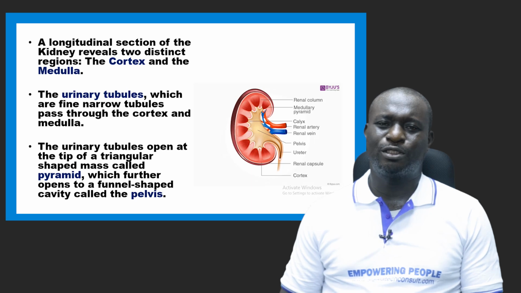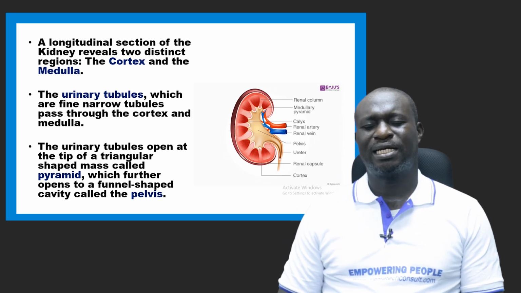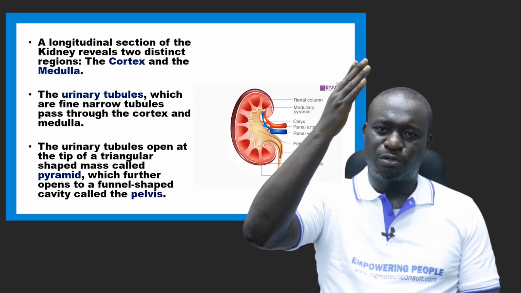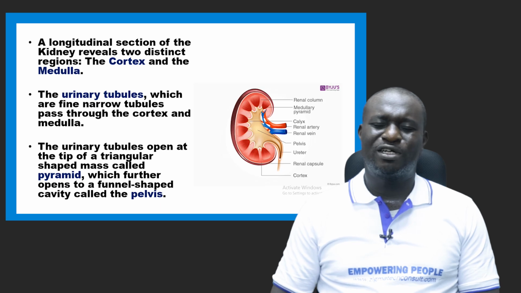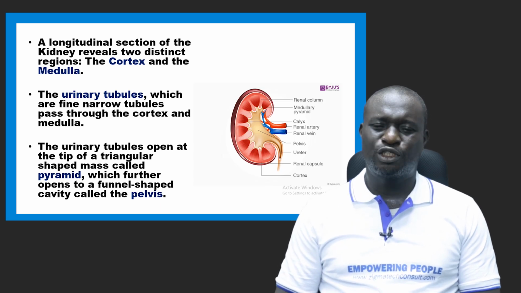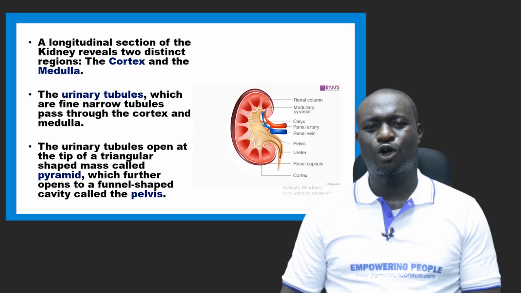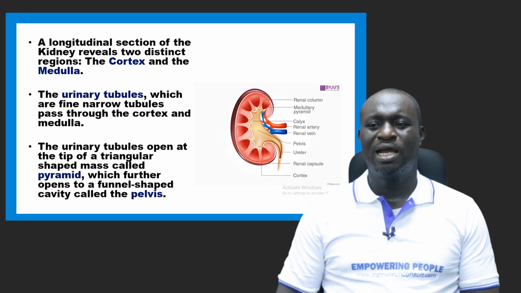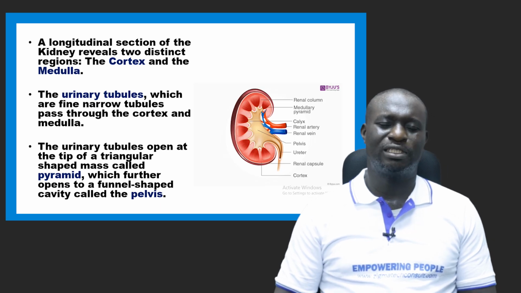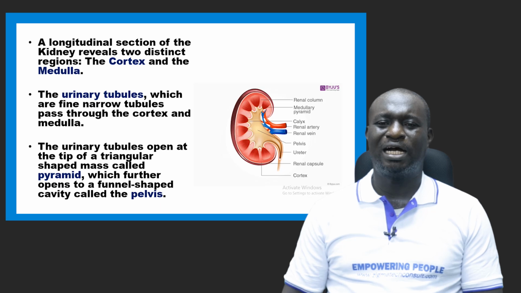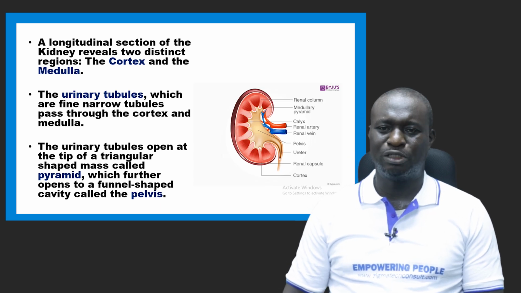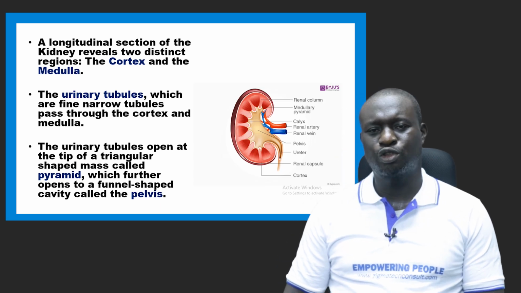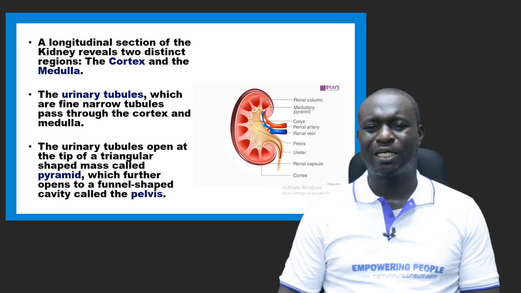Now, another important thing to note about the kidney is that when you do a longitudinal section, that is cutting the kidney from top to bottom, you will discover two distinct parts. These two distinct parts are called the cortex and the medulla. The outer part is called the cortex, and the inner part is called the medulla. Between the cortex and the medulla, there are fine narrow tubes or tubules, called the urinary tubules, that pass through them.